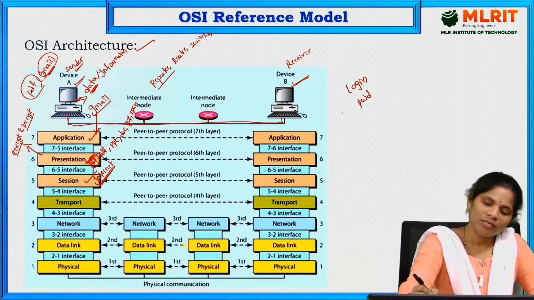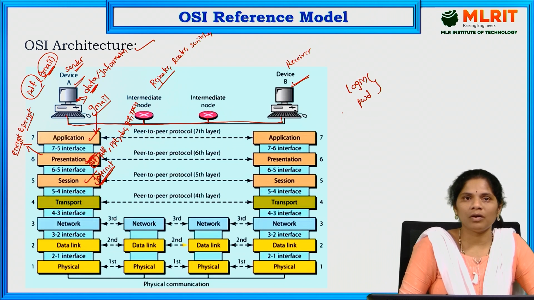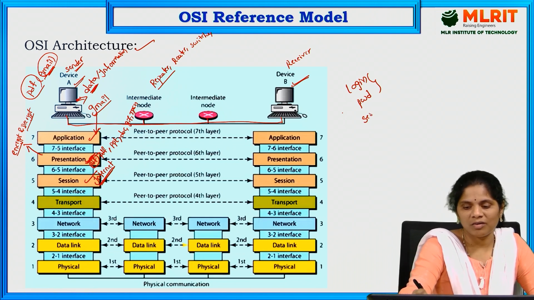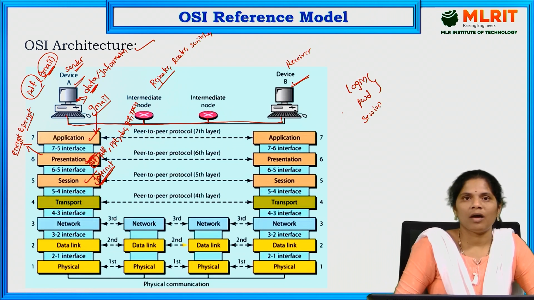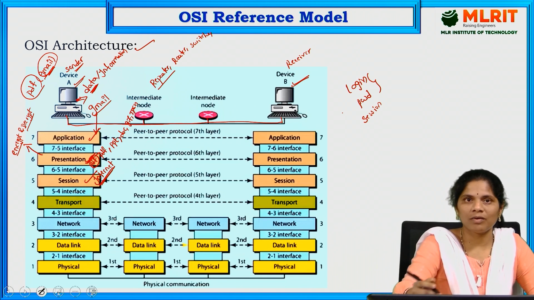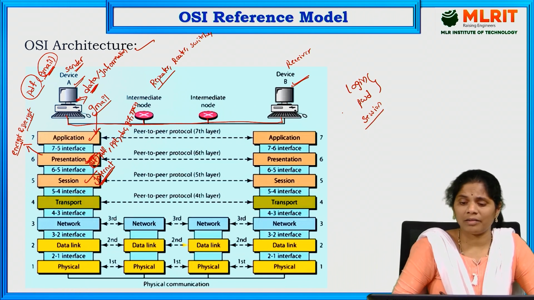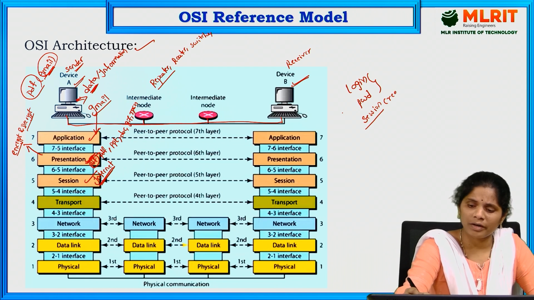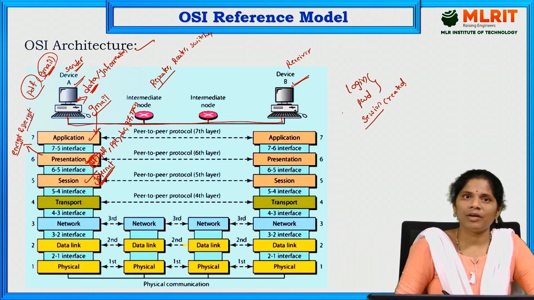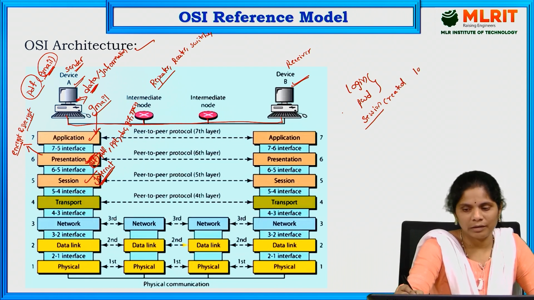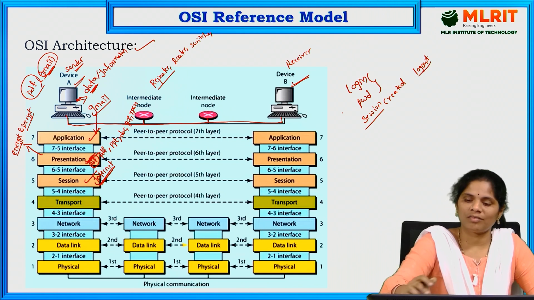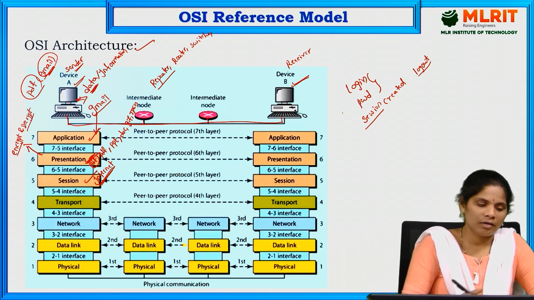After giving the login and password, you have created a session to send the data. After giving the correct login and password, the data is going to be sent through the session layer. That means your session is created for sending the data. Whenever you log out from that particular session, your session is going to end. That is the session layer.